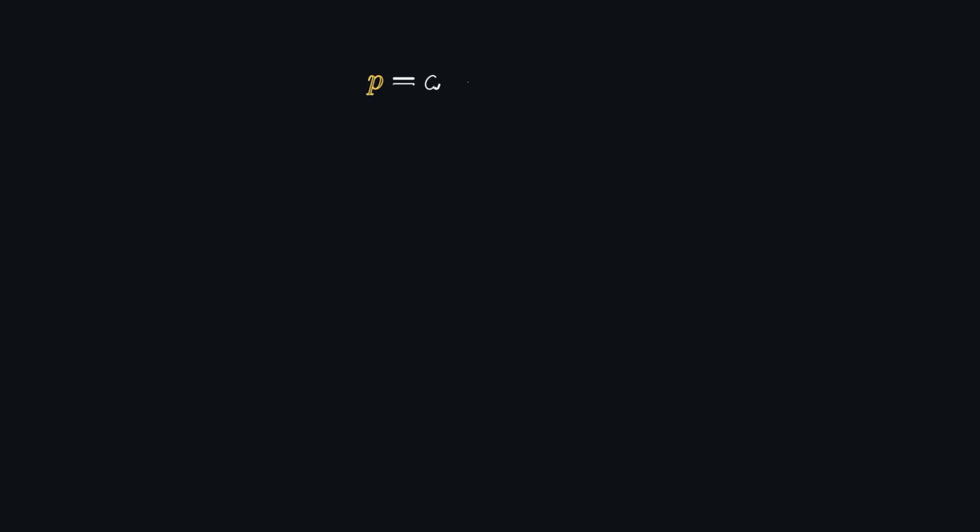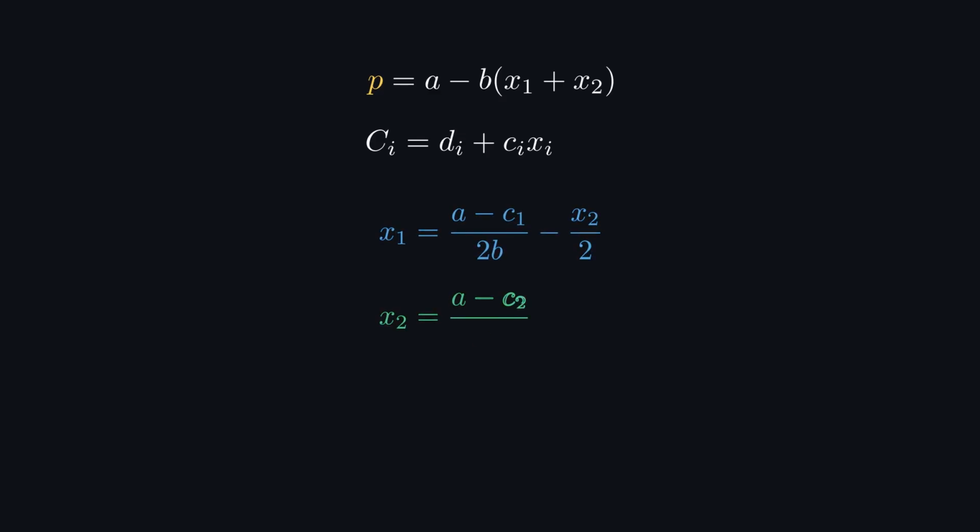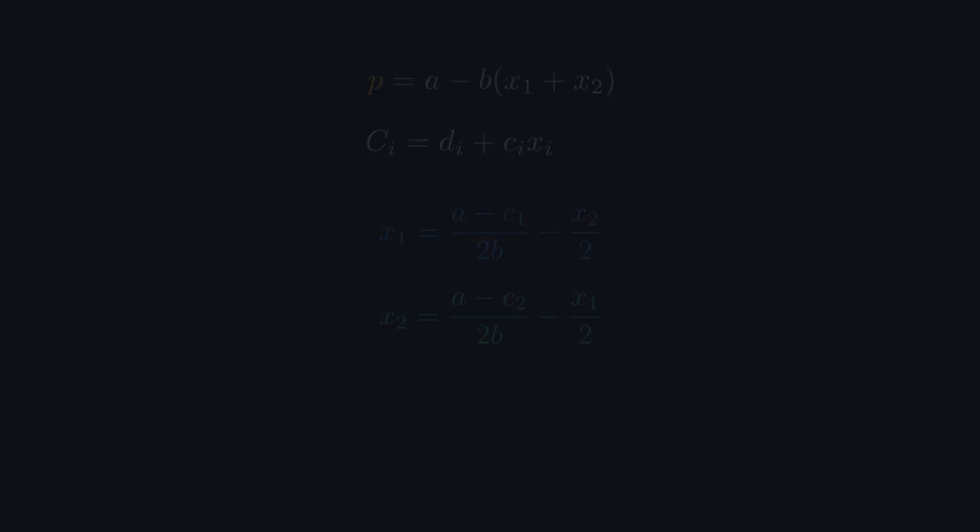Let's make it concrete. Say the price falls in a straight line as supply grows: A minus B times the total. And costs are simple, just a constant marginal cost C per unit. Turn the crank on the calculus, and both reaction functions come out as straight lines.